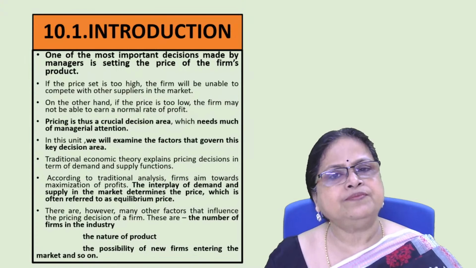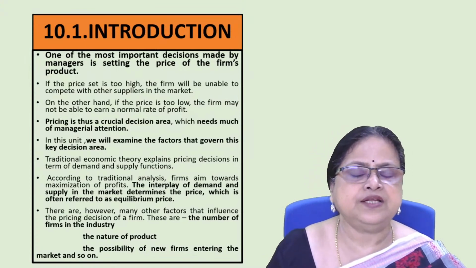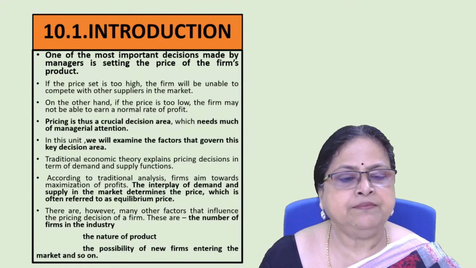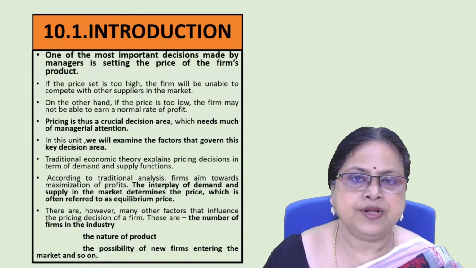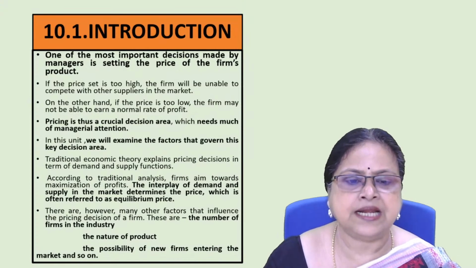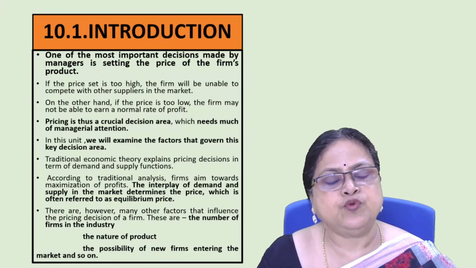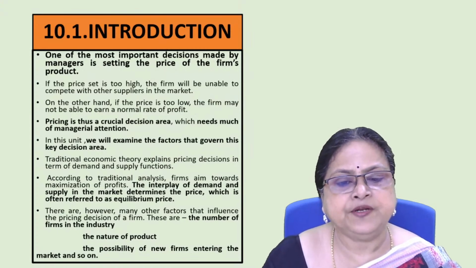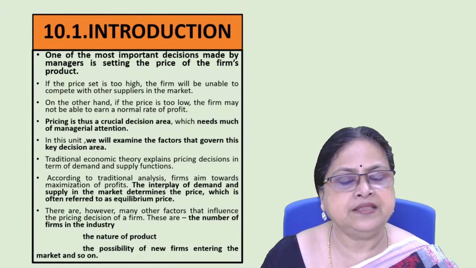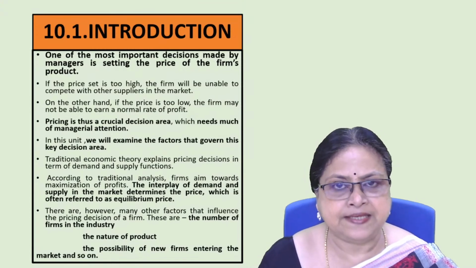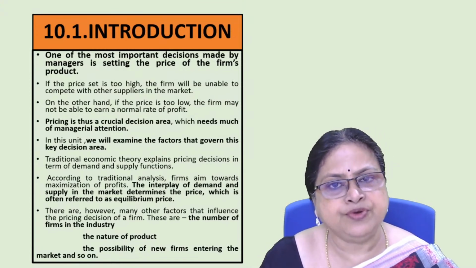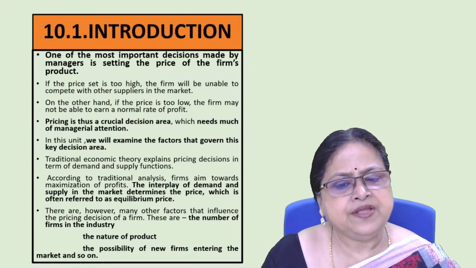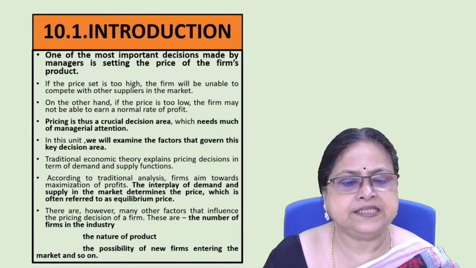Now, what do we know from traditional economic theory? From traditional economic theory, we know that pricing decision depends upon demand and supply functions. According to the traditional analysis, firms aim towards maximization of profit, that is number one. And second is the interplay of demand and supply in the market determines the price, which is also known as equilibrium price. But there are many other factors that influence the pricing decision of a firm.